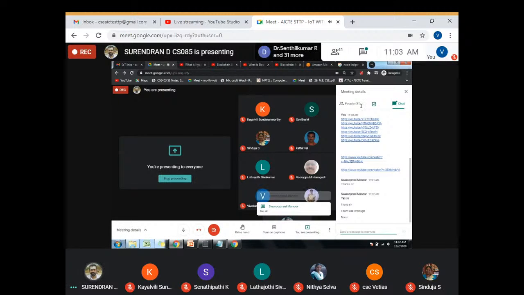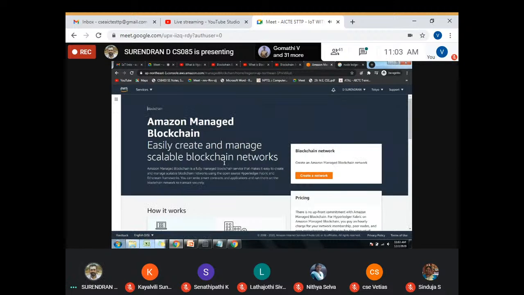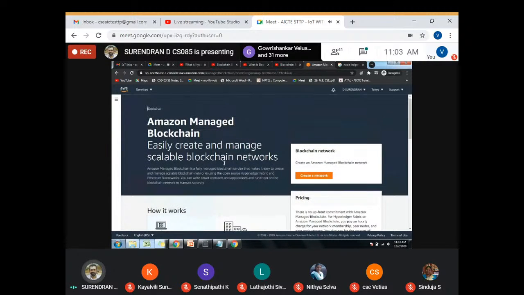Now I'll show you. This is my AWS console, and here I have a managed blockchain. Now I'll show you this particular link also. So this is an Amazon managed blockchain. We can easily create and manage scalable blockchain networks. Fine. So this is something beyond the theory part, right? Yes or no?